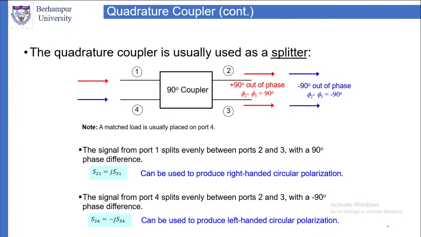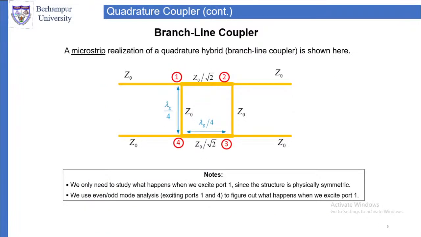If we give the signal at port 4, then it will come out at port 2 and port 3, but the phase will change. Phase at port 2 minus phase at port 3 will be minus 90 degree. So minus 90 degree out of phase. So if we want to have plus 90 degree out of phase, we will give the signal input at port 1. If you want minus 90 degree out of phase, we will give the input at port 4.